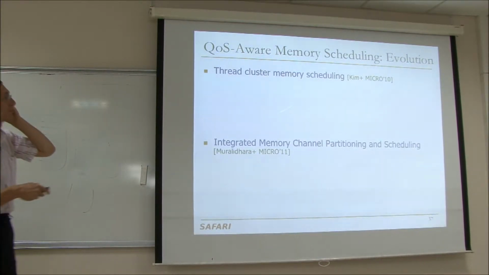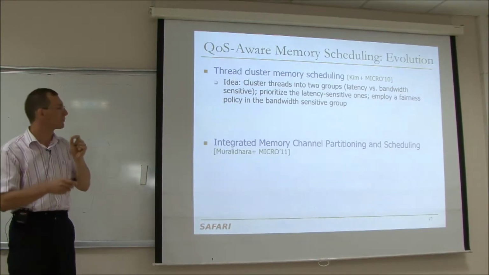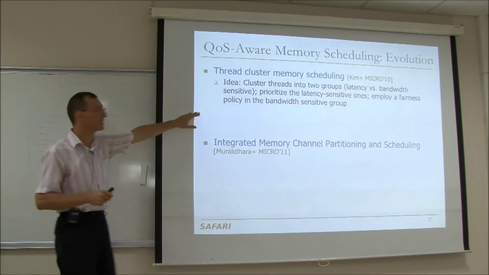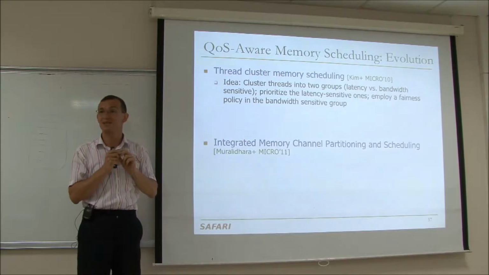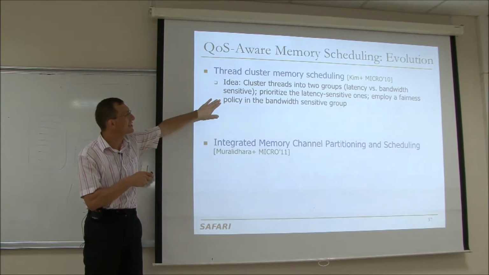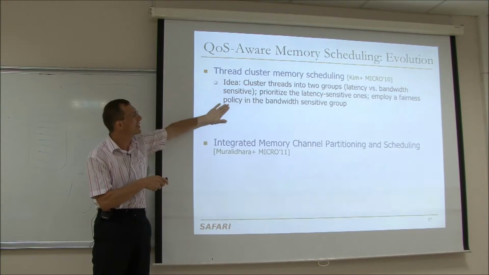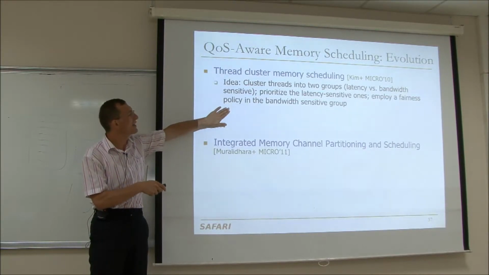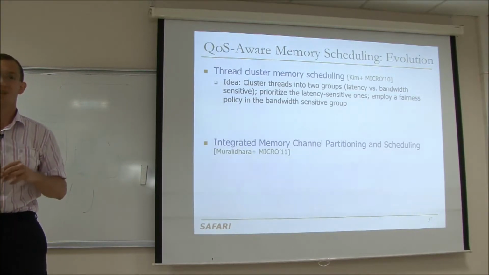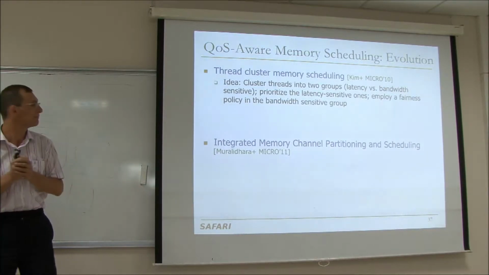The next solution was thread cluster memory scheduling. And here we wanted to get the best of both worlds. We wanted to get high system throughput as well as high fairness at the same time. And it turns out doing this with a single policy is very difficult. So we designed a heterogeneous scheduling policy. Basically, the idea is to cluster threads into multiple groups, latency-sensitive versus bandwidth-sensitive, and prioritize the latency-sensitive ones, and employ a fairness policy in the bandwidth-sensitive group. Basically, in the bandwidth-sensitive group, you provide fairness, and you shuffle through the threads such that each one gets the highest priority at any given point in time.